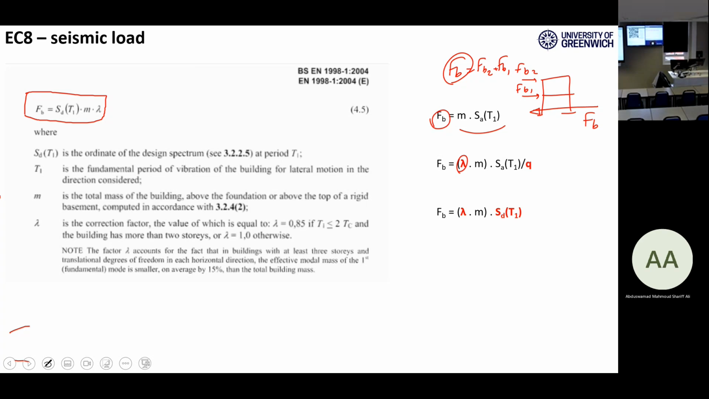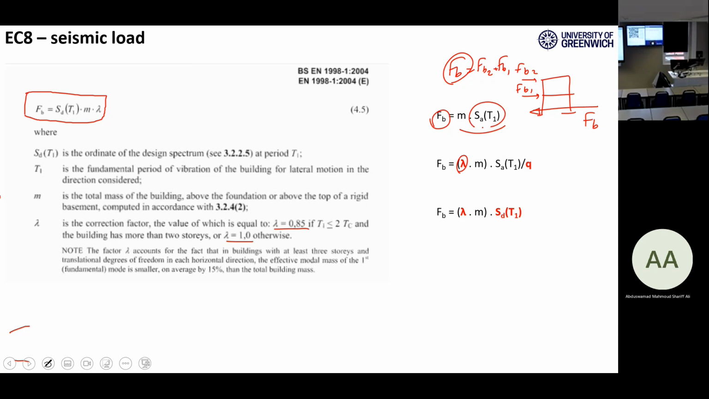And because that first is some sort of 90% of the total thing, this is a correction factor just to take that effect into account. So I'm not dealing with the total mass, I'm dealing with some sort of a fraction of mass. Lambda either is 0.85 or 1. So not a big deal, don't worry about it.